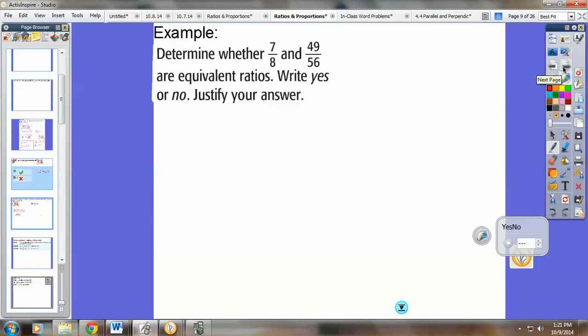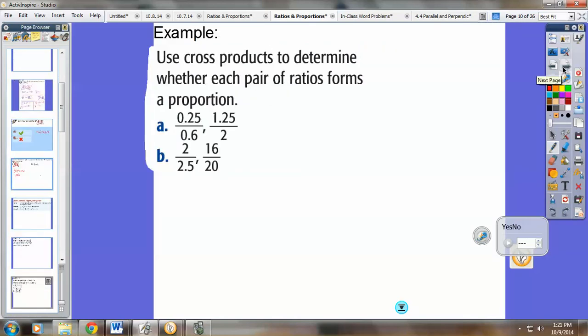Okay, so look at example A. This one is not as obvious, is it? Whether they're equivalent or not. This is why I want you to show your work. I want you to get in the habit of doing this process so that when you get to more complicated examples, you'll be able to work through the decision of that process.